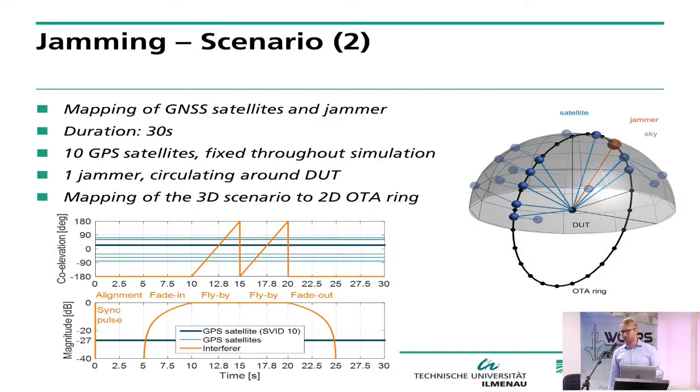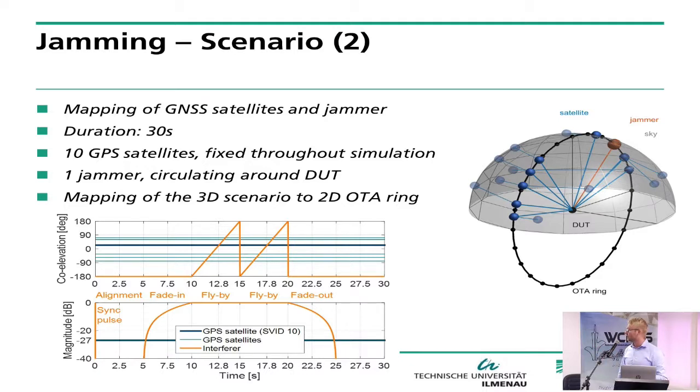So what else do you need? Some scenario. What should be realized? I have the device under test and the sky. Now I have some satellites around and a jammer that moves around. And depending on where the jammer is, certain satellite signals get jammed, or all of them.